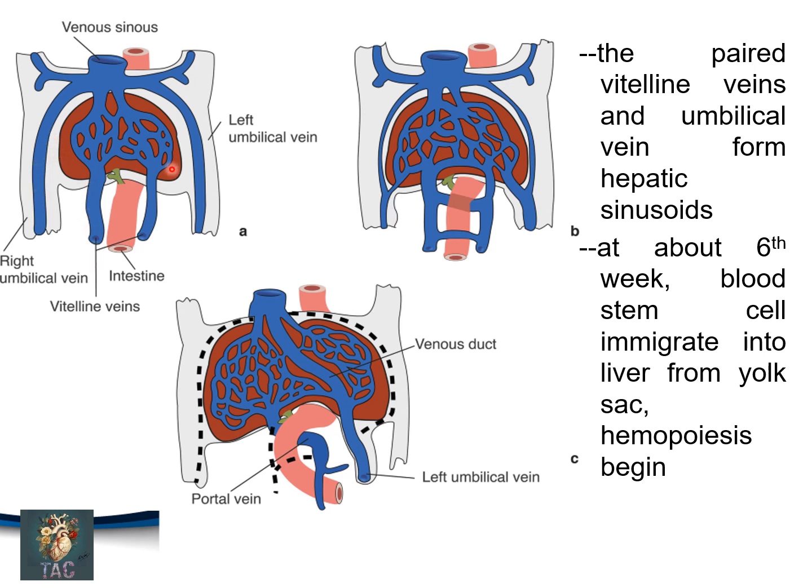At about 6 weeks, blood stem cells immigrate into the liver from the yolk sac, and hematopoiesis begins. This is a very important function of the liver in intrauterine life, because in intrauterine life most of the hematopoiesis takes place in the liver cells, while near the birth, at the time of the delivery, bone marrow takes this function, and then the size of the liver also reduces, and this function is taken over by the bone marrow.